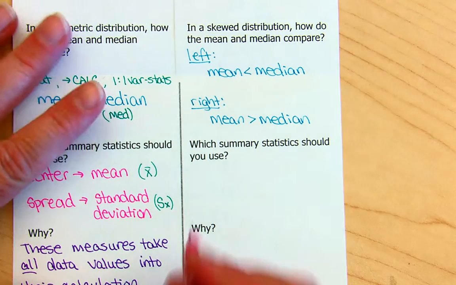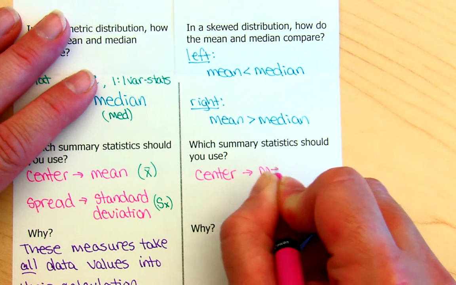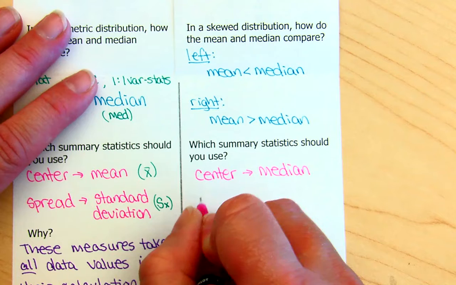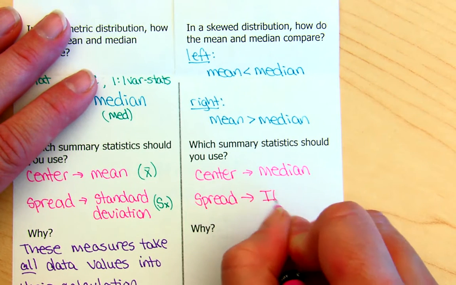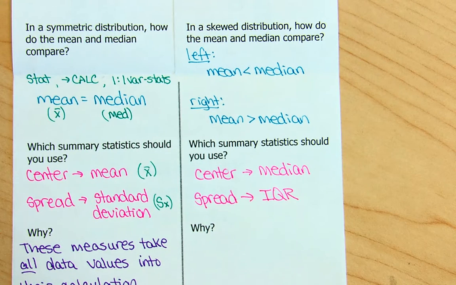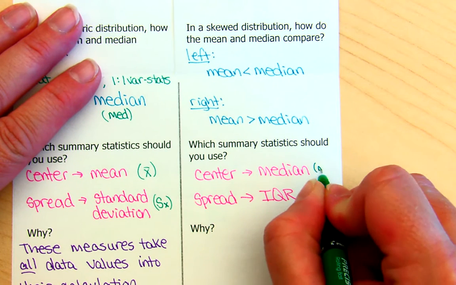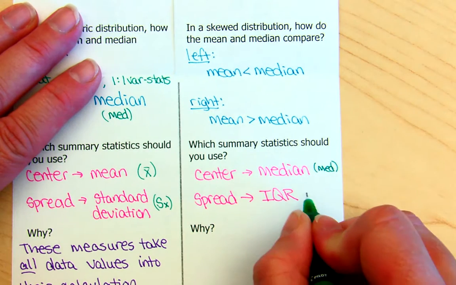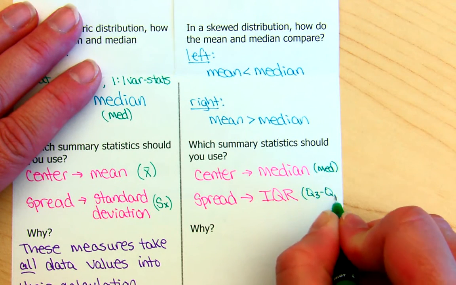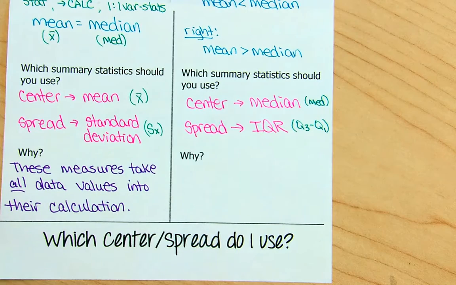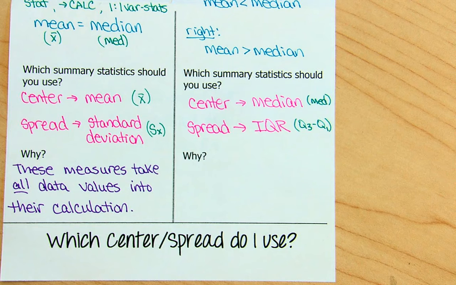So what do we use? For center, we're going to use the median. And for spread, we will use IQR. So on the calculator, when you do your calculation, median is the MED. This one, you're going to have to calculate. It's going to give you Q1 and Q3, and we just subtract to get the IQR.